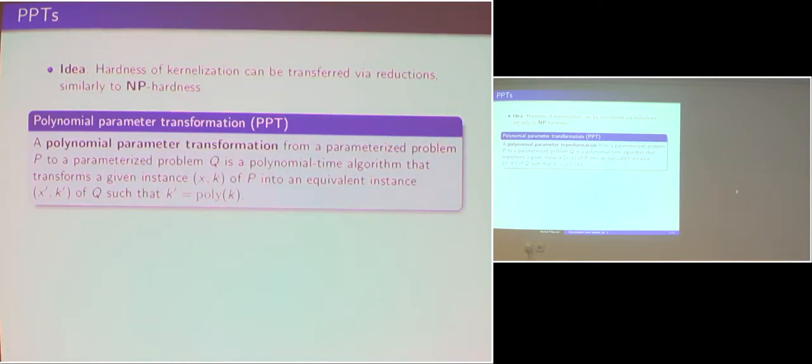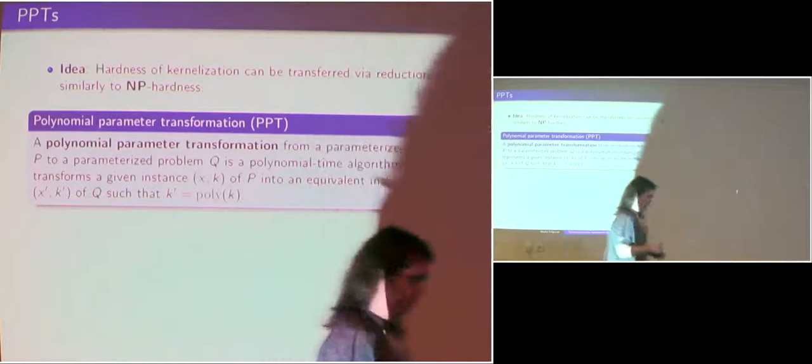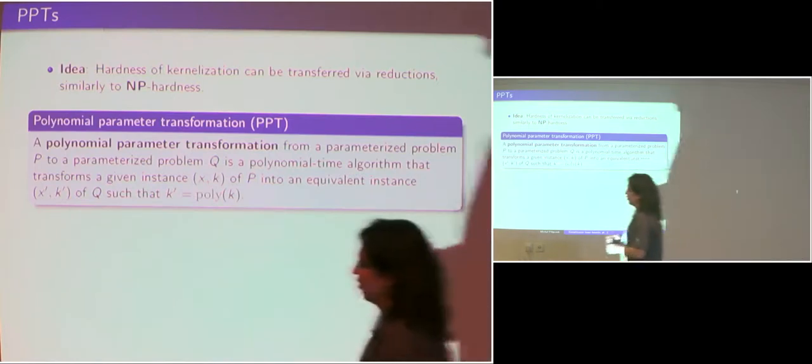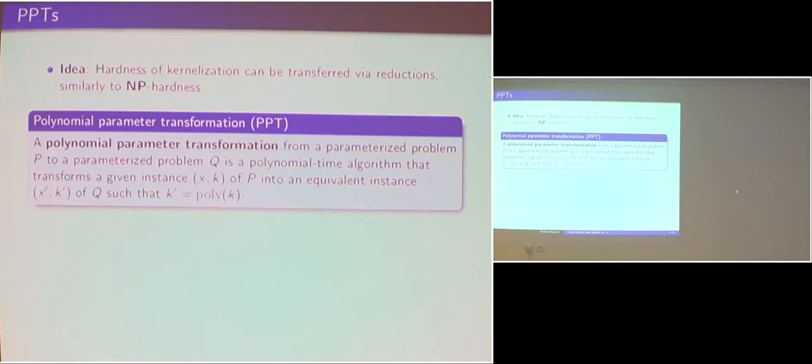And what should be so special about this reduction? It should run in polynomial time, because at the end of the day we are dealing with a polynomial time algorithm, being kernelization. And also the parameter blow-up should be polynomial. So the output parameter should depend polynomially on the input parameter. If I've got parameter k here, there should be parameter poly(k) here.